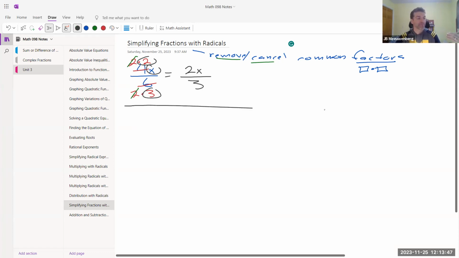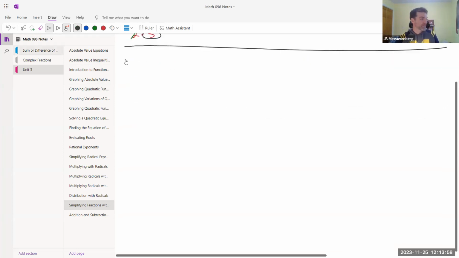That's going to be the same when we're working with radicals. We're just removing common factors on the outsides. So let's look at this one to start. We are going to simplify the radical 45 over 9.